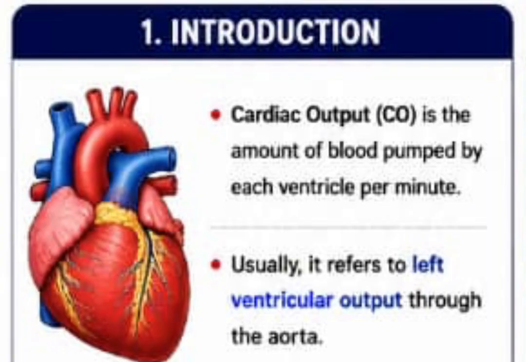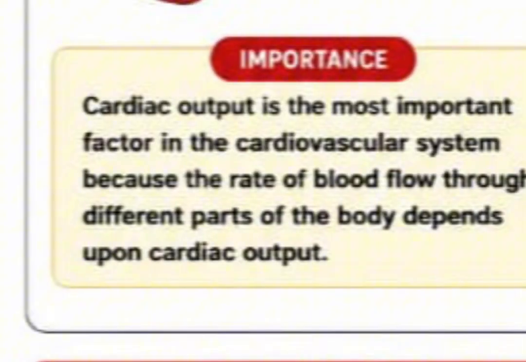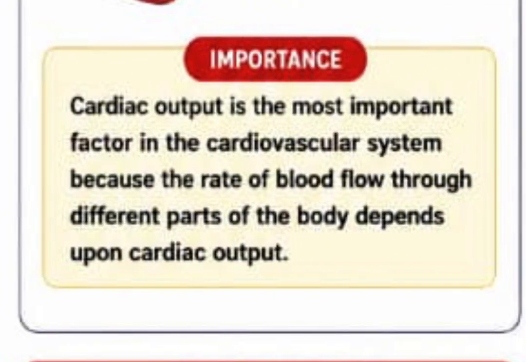The importance of the cardiac output is that it is one of the most important factors in the cardiovascular system, because the rate at which blood flows to different parts of the body depends on it. If the cardiac output drops, blood will not be pumped from the left ventricle to the rest of the body through systemic circulation. In my introductory playlist, I talked about pulmonary circulation and systemic circulation. Pulmonary circulation is the blood going from the right ventricle to the lungs for oxygenation. The one from the left ventricle goes to the rest of the body.